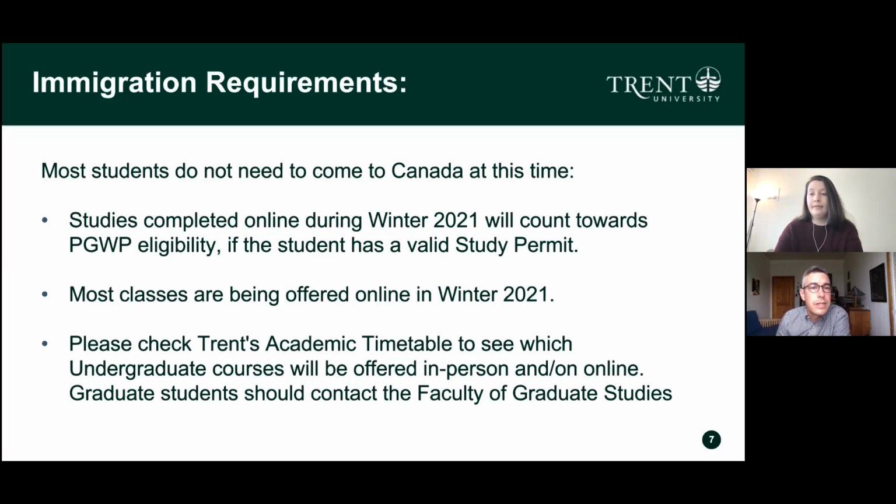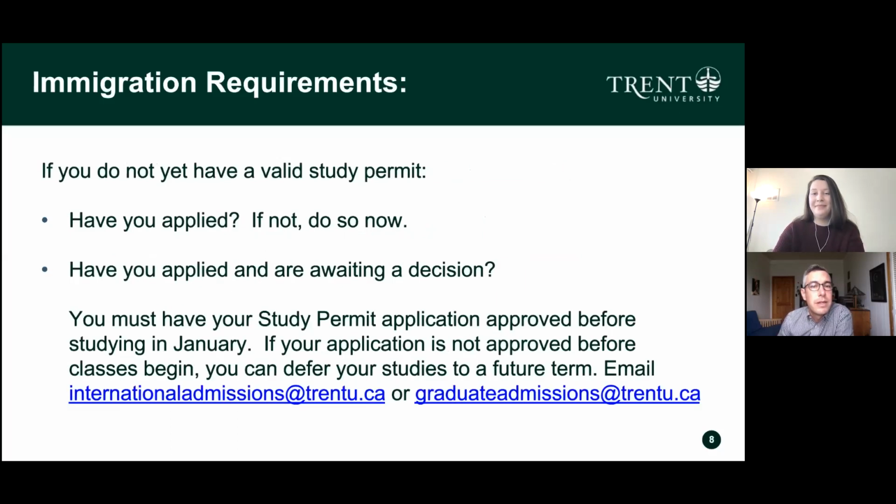So we can change that slide to the next one, please. This is a question that somebody asked a minute ago in the chat group, and it has to do with what happens if you don't have a study permit. Basically, if you haven't applied for a study permit, you need to apply for one. You're almost out of time. If you don't get your application in within the next week or two, I would say there's almost 0% chance that you're going to have an approved study permit by the start of the winter term.